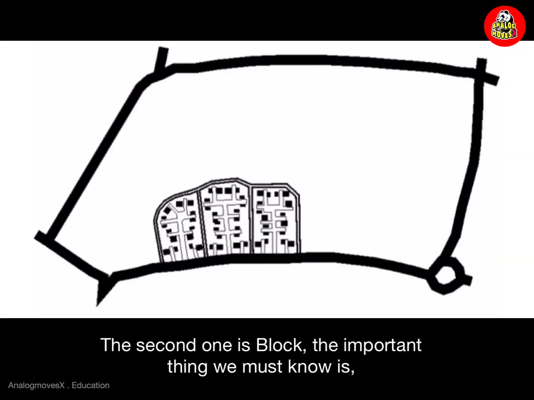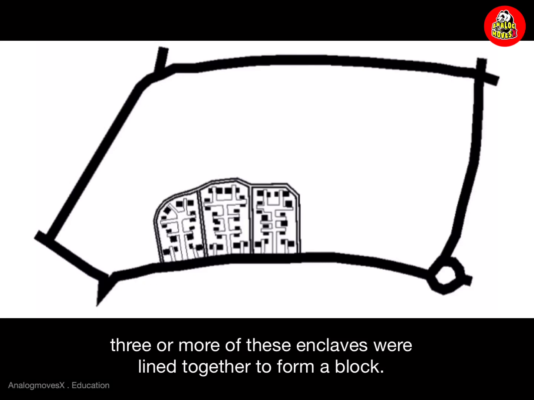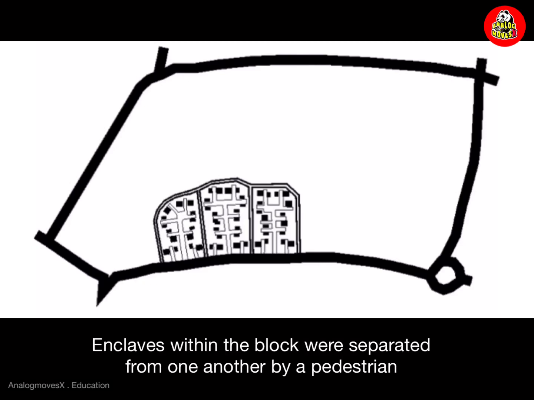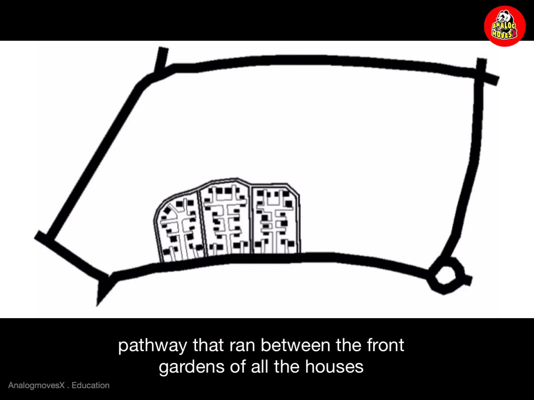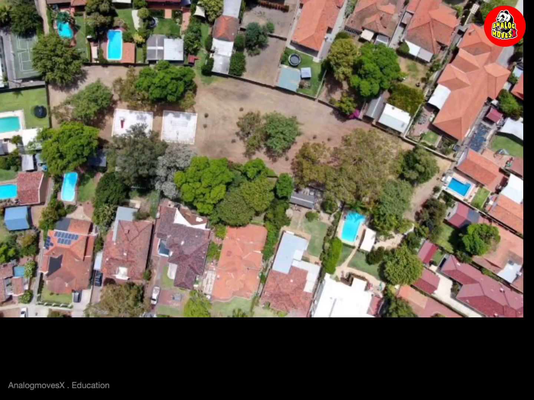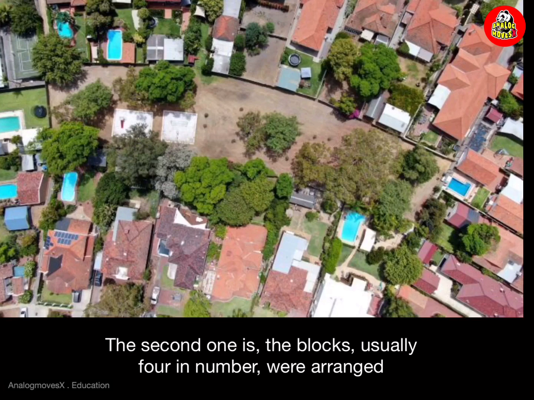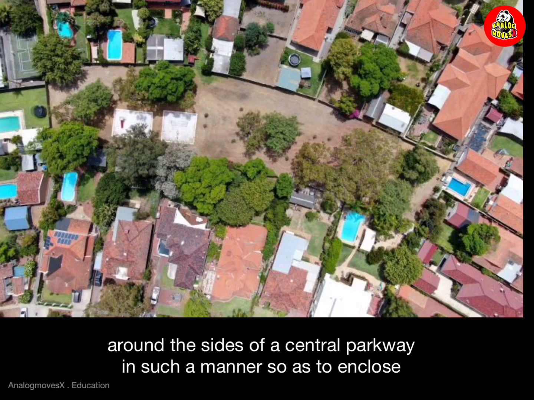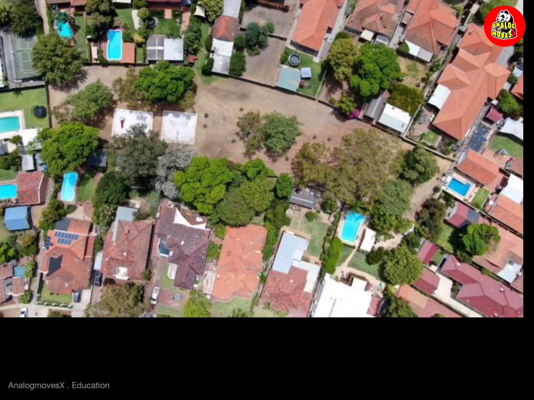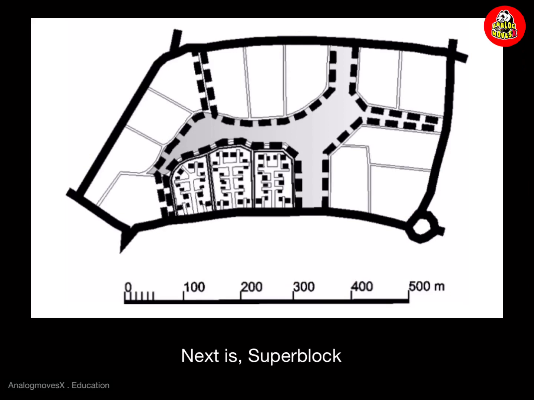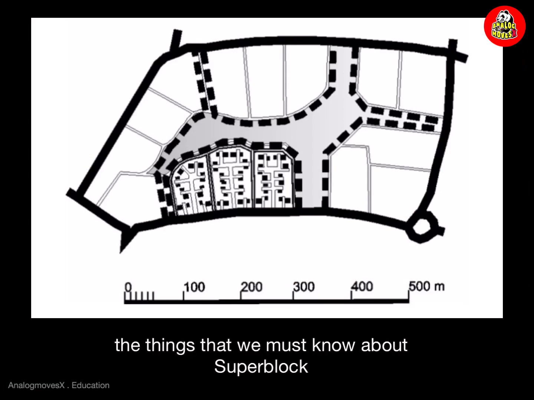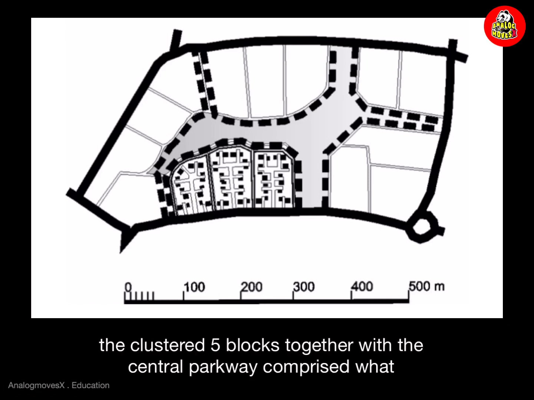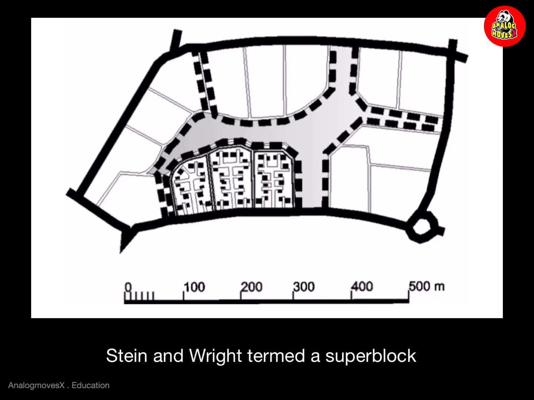The second one is block. The important thing to know is that 3 or more of these enclaves were lined together to form a block. Enclaves within the block were separated from one another by a pedestrian pathway that ran between the front gardens of all the houses. The blocks, usually 4 in number, were arranged around the sides of a central parkway in such a manner as to enclose the open green space. Next is superblock. The cluster of 5 blocks together with the central parkway comprised what Stein and Wright termed a superblock.